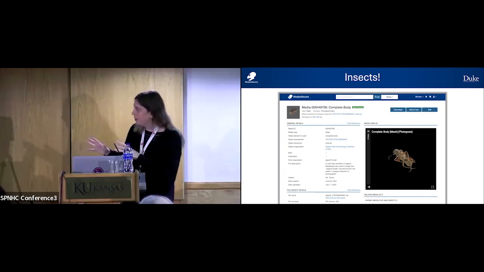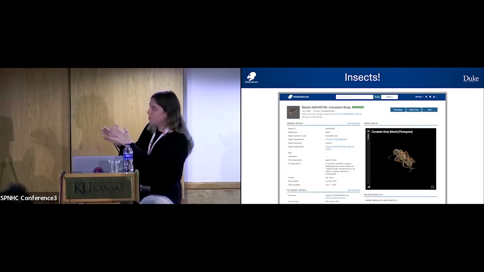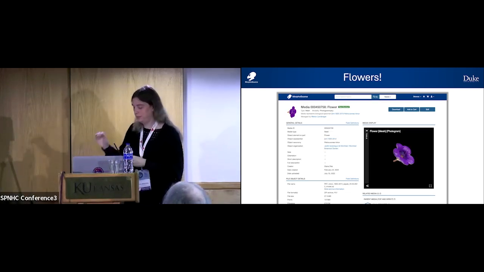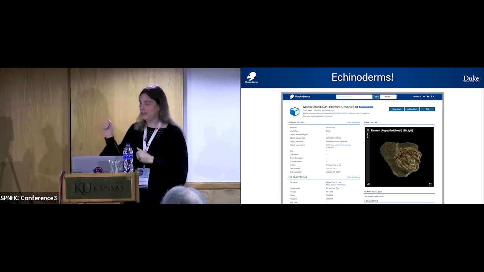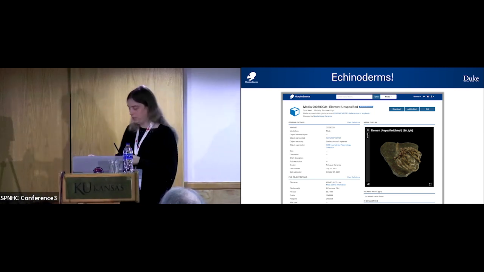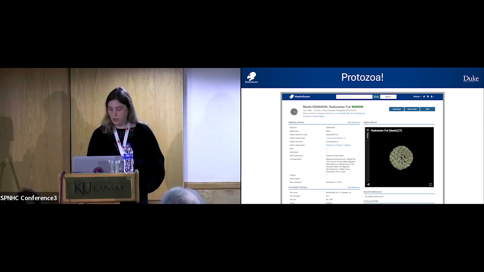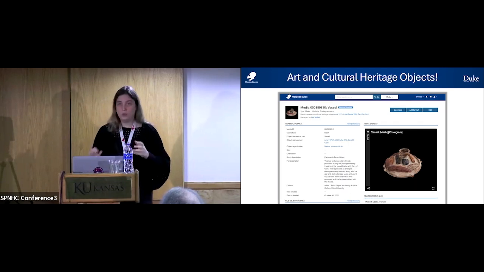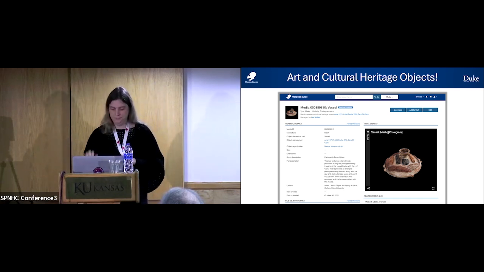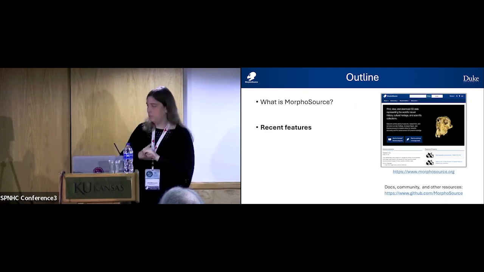Just to show you some things we have on Morphosource, we have photogrammetry scans of insects. We have scans of flowers. We have scans of echinoderms, such as this lovely crinoid that comes from the KU Invertebrate Paleontology collection. We have protozoa, and we also have cultural heritage objects. That's a thing I like to point out, that Morphosource also supports non-biological cultural heritage objects as well. Okay, so that's my what is Morphosource.